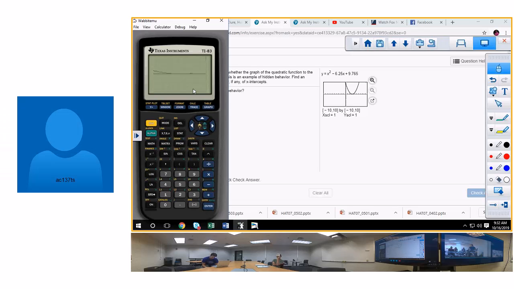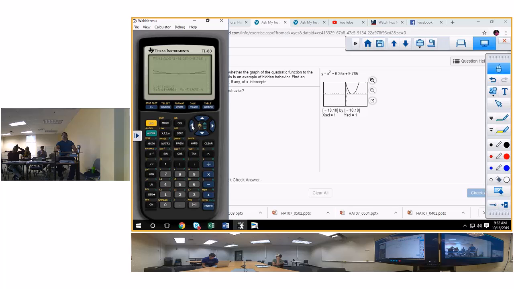And I'm just going to kind of guess. There it is right there. So I'm going to hit second, trace, and 0. And the left side is going to be right in there. And the right side is going to be above the x-axis. And then right in there, 3.15. And that is how you find an extremely tedious x-intercept.